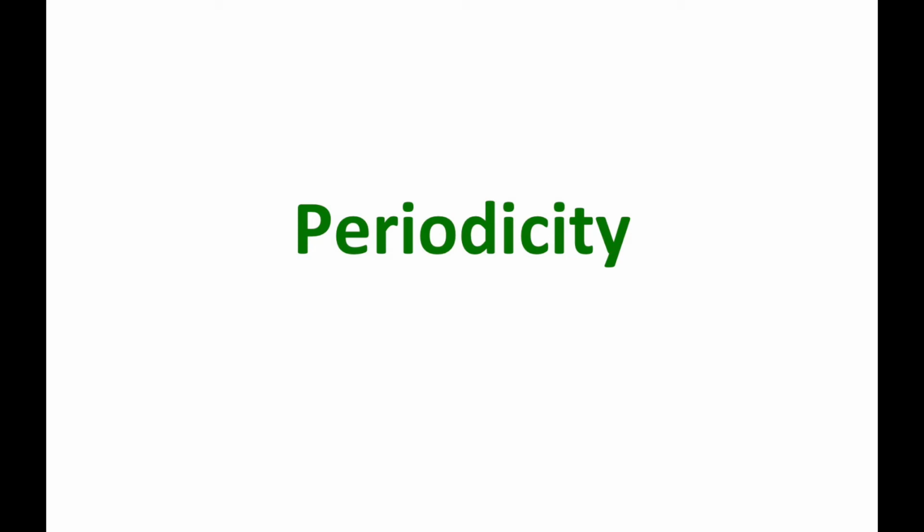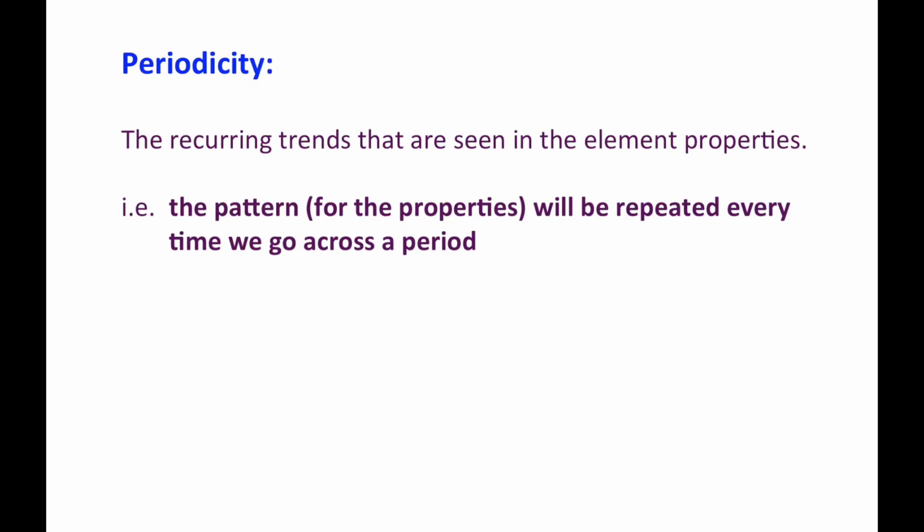The following section is about periodicity. It talks about the physical or chemical properties of elements in the periodic table. First of all, what is meant by periodicity? It means the pattern will repeat every time we go across the period. That means we can find elements with similar properties, chemical or physical, when we move along the periodic table. Take this as an example.